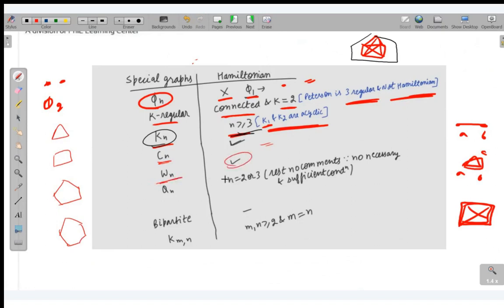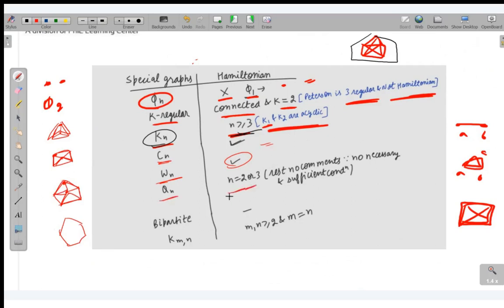Wheel graph. Every wheel graph is Hamiltonian. It is also very simple, so let me write it here itself. You start from here, go here, and go here, and come back again. Start from here, go here, now go here and here. That's it. Similarly here also, you start from here, go here, here. That's it. So every wheel graph is Hamiltonian. Any doubt?